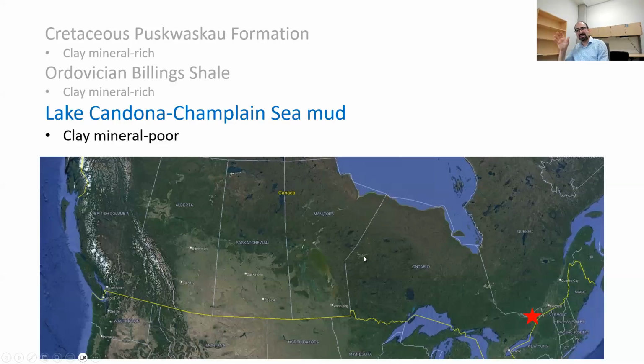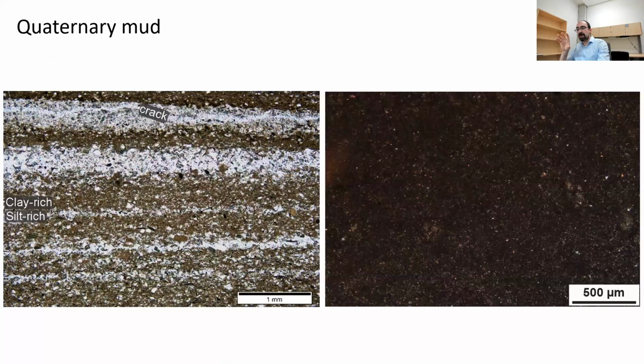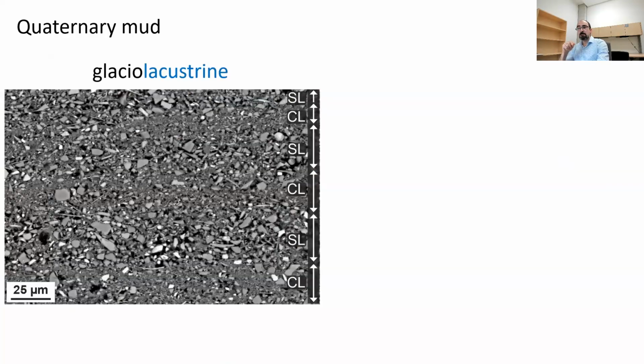Now let's look at an example of a clay mineral poor fine-grained succession, meaning that clay-sized particles are dominated by non-clay minerals. What are they dominated by? In the case of the Lake Candona Champlain Sea mud, they're dominated by quartz, by feldspars, by hornblende. So here we have an example, a photomicrograph on the left, again showing planar laminated mud, silt-rich layers, clay-rich layers, and structureless mud on the right.